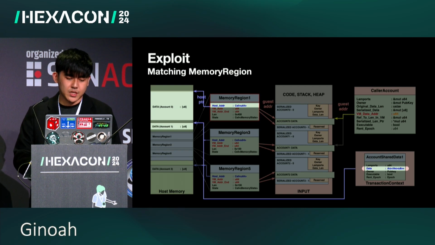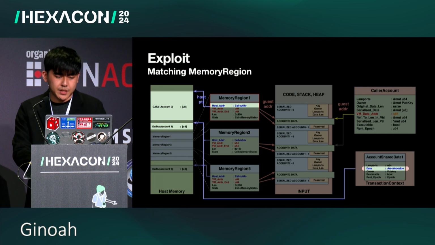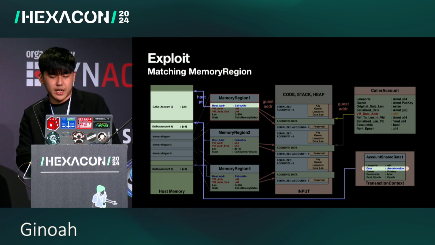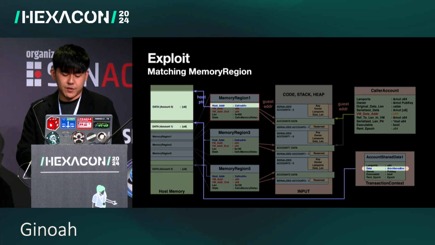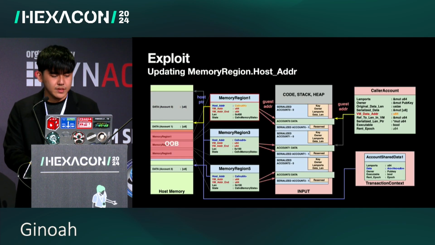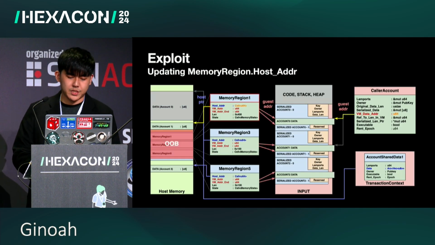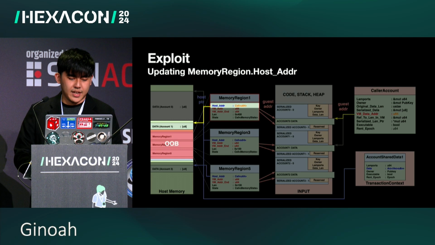Next, it compares the host address in memory region 1 with the data pointer in account shared data 1. Since account shared data 1's data pointer currently correctly points to account 1's data buffer, which is different from the host address, it assumes the data buffer has been relocated. It then updates the host address in memory region 1 with the data buffer of account 1. This causes memory region 1 to point to the incorrect data buffer. And since account 0's data buffer is longer than account 1's, this gives us an out-of-bound memory access.